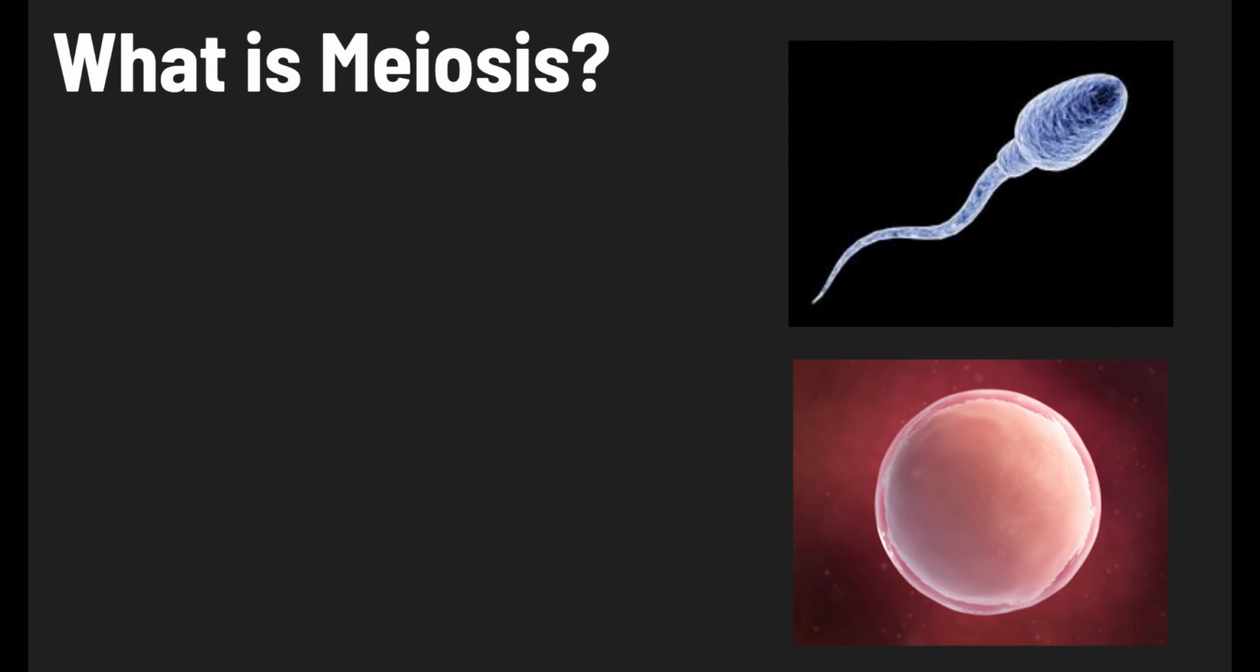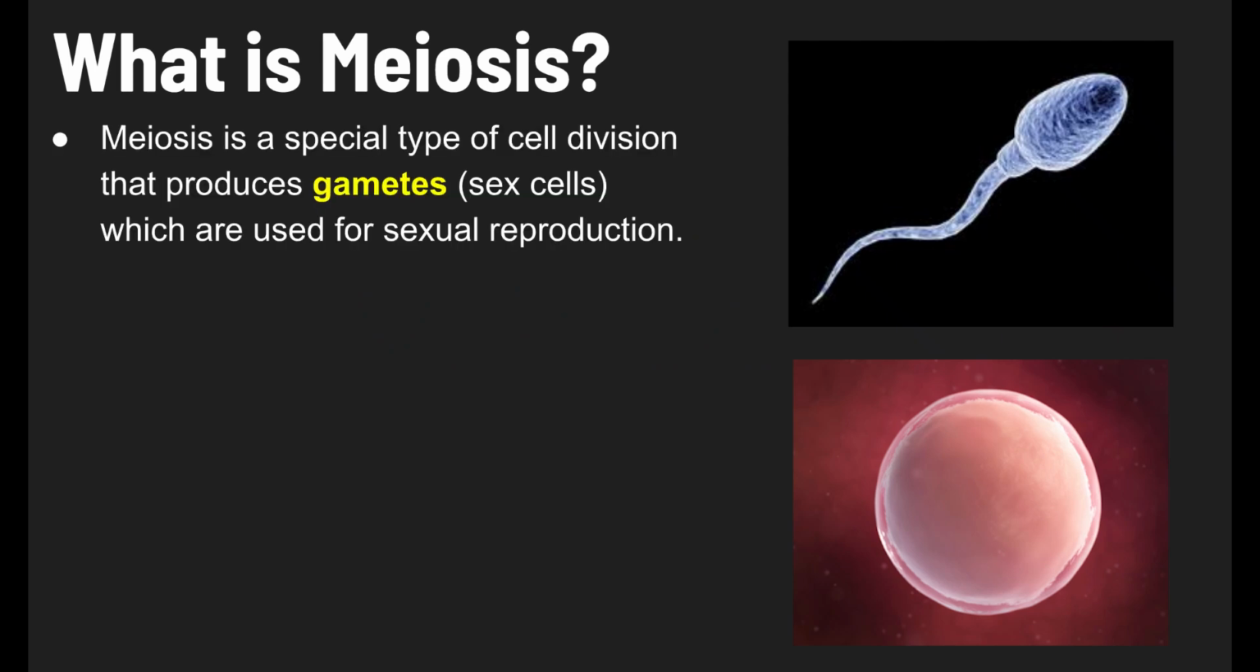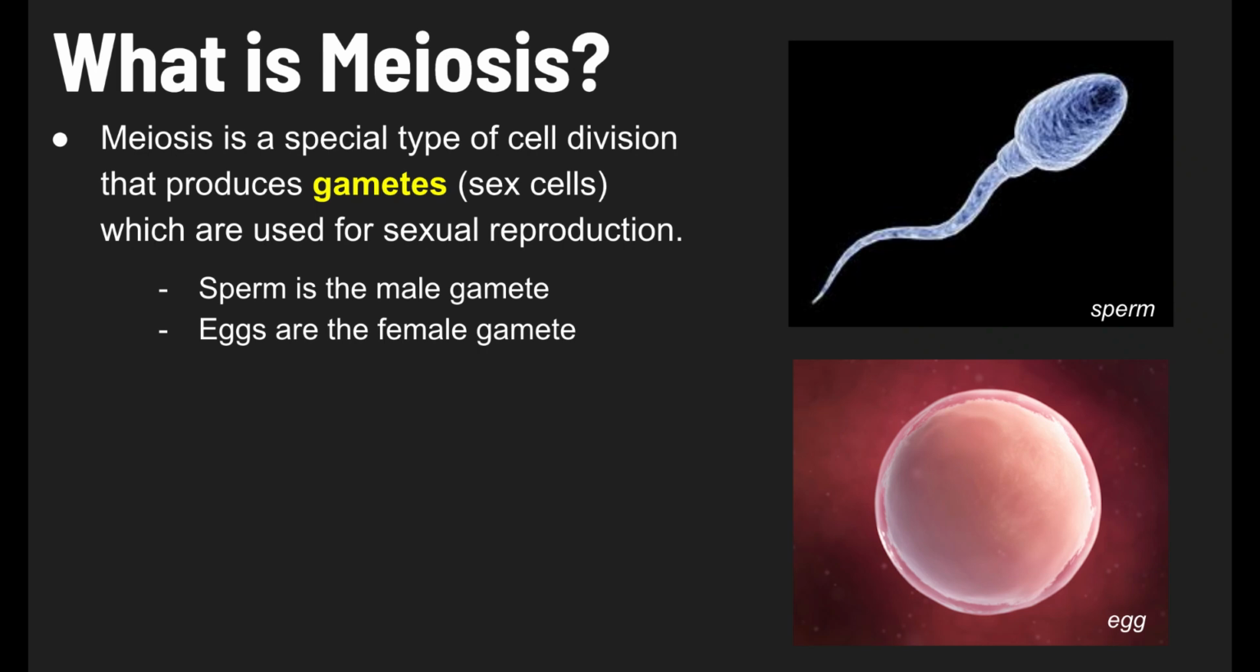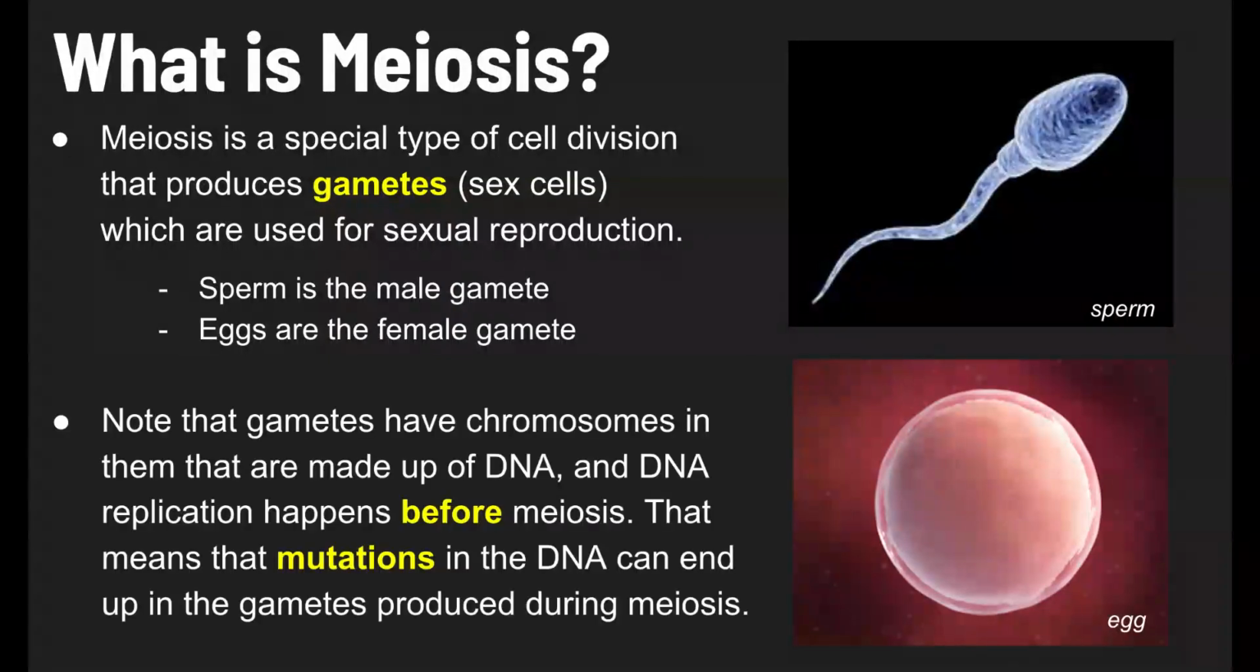So first, what is meiosis? Meiosis is a special type of cell division that produces gametes. Gametes are sex cells, and those sex cells are used in sexual reproduction. In humans, the sex cells, the gametes, are sperm and eggs. Sperm is the male gamete, and eggs are the female gamete.